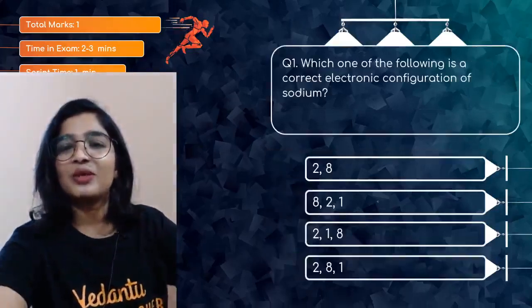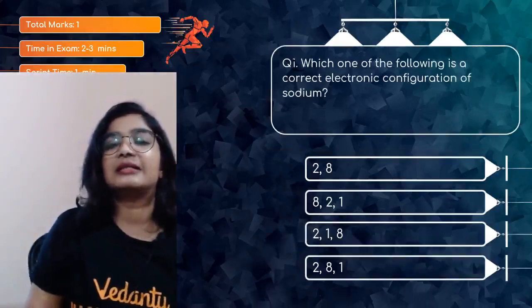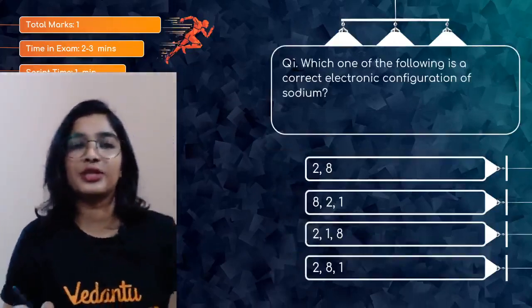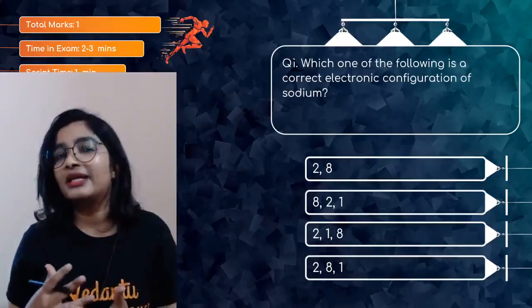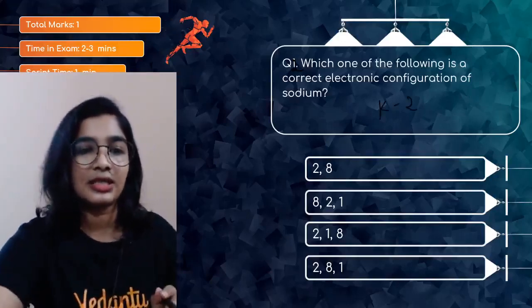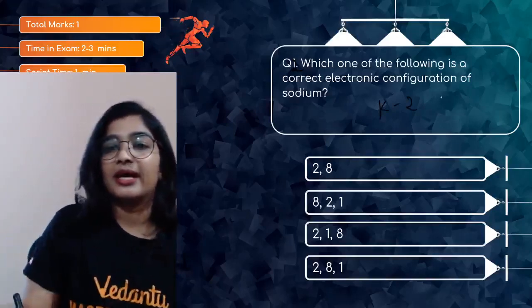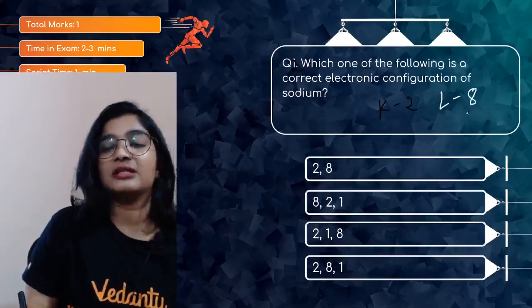So now, question number 2. Which one of the following is a correct electronic configuration of sodium? We know how to write the electronic configuration, right? Because the K shell can have 2 electrons. Let me change the color. Okay, done. And the L shell can have 8.